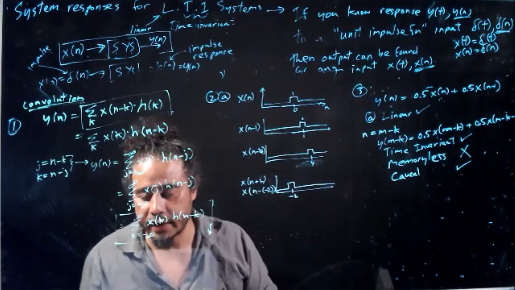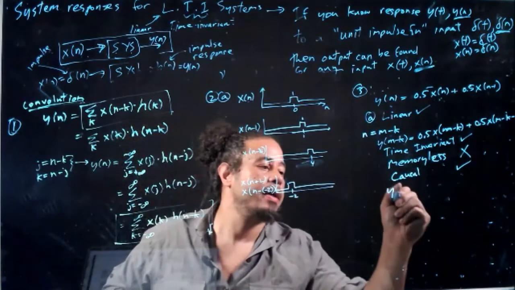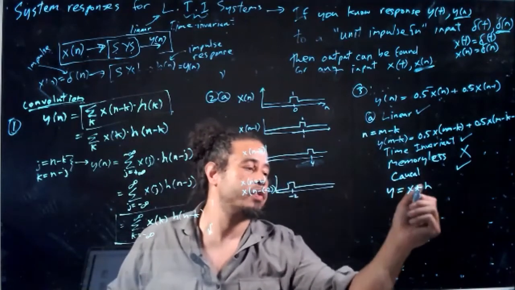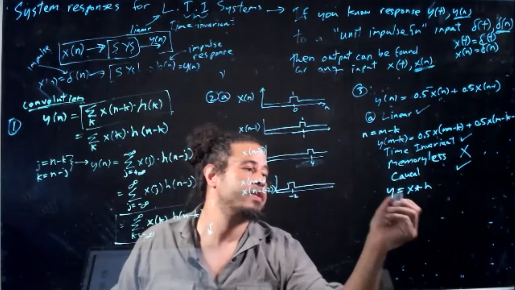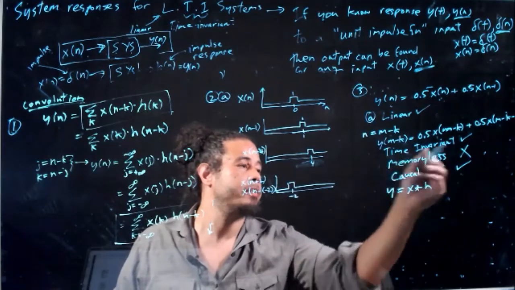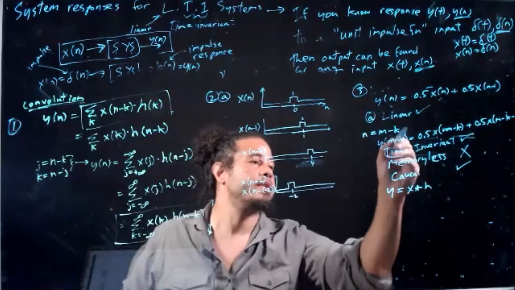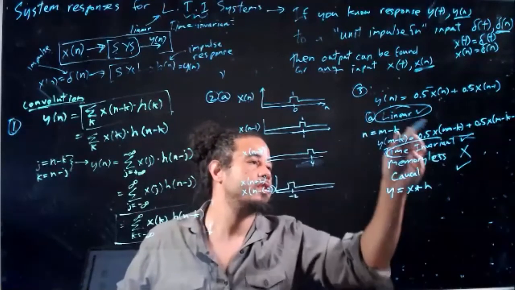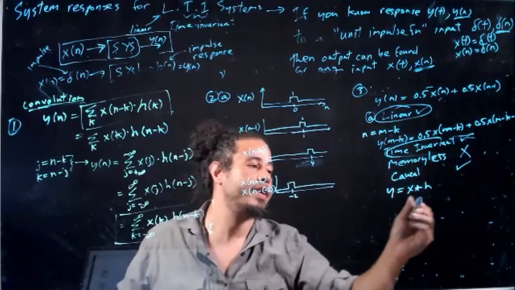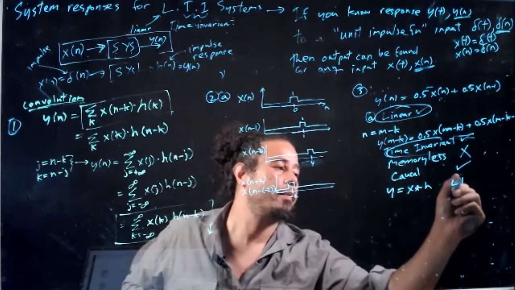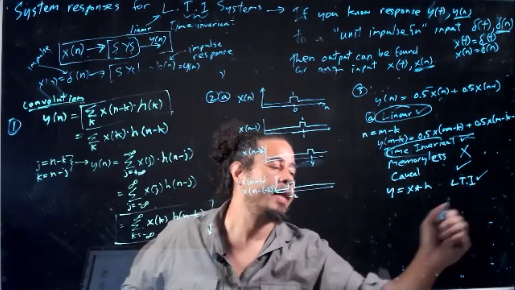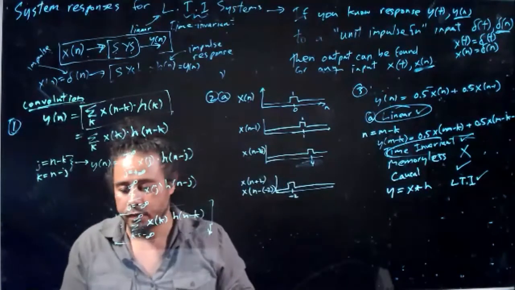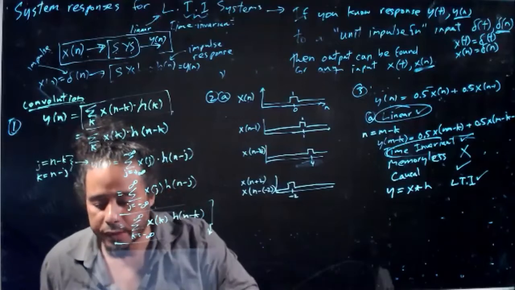And then the last question is, does y equal x convolved with h? Well, for convolution to be true, we need the system to be both time invariant and linear. And since the system is both linear and time invariant, then y is going to be equal to x convolved with h. Okay, so that's problem three.